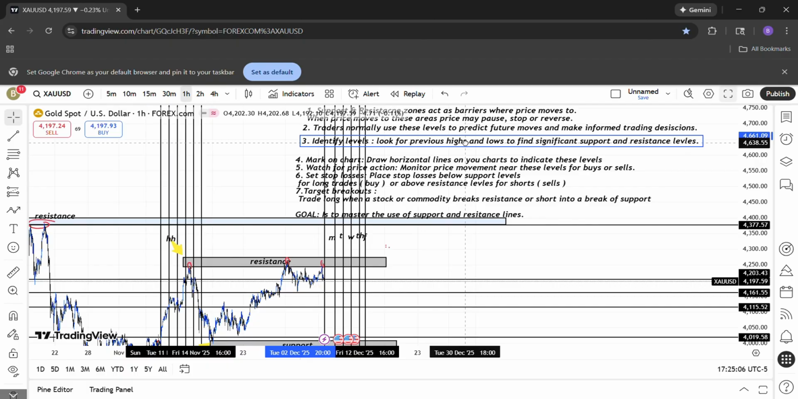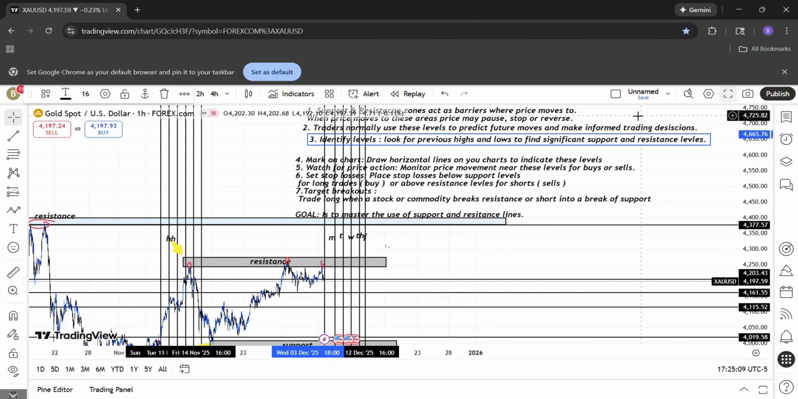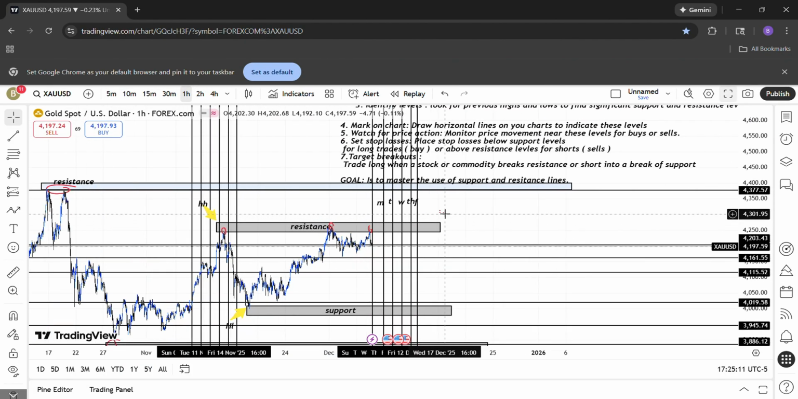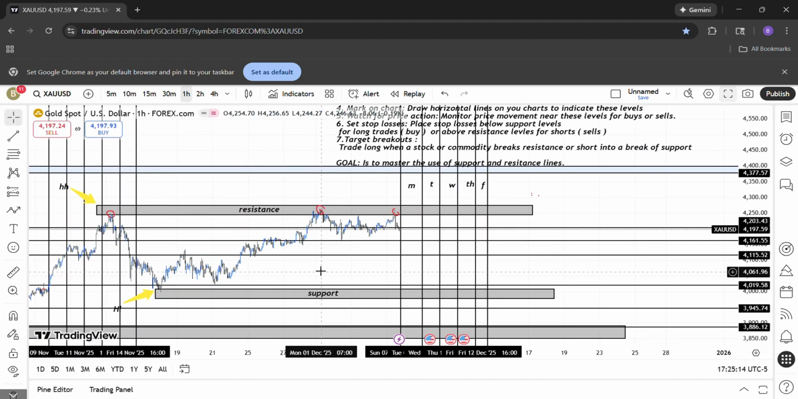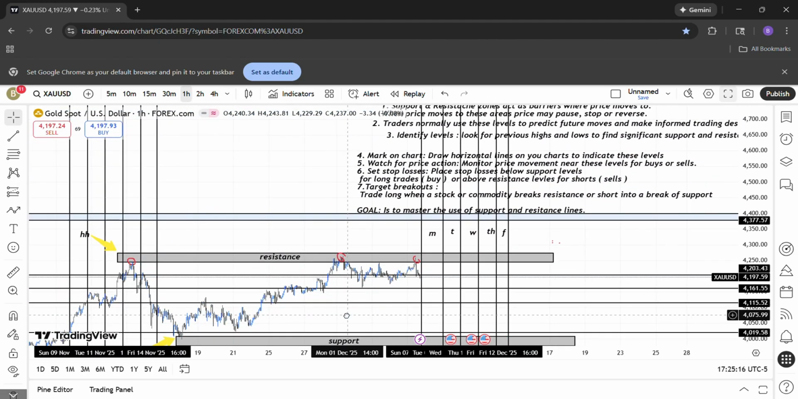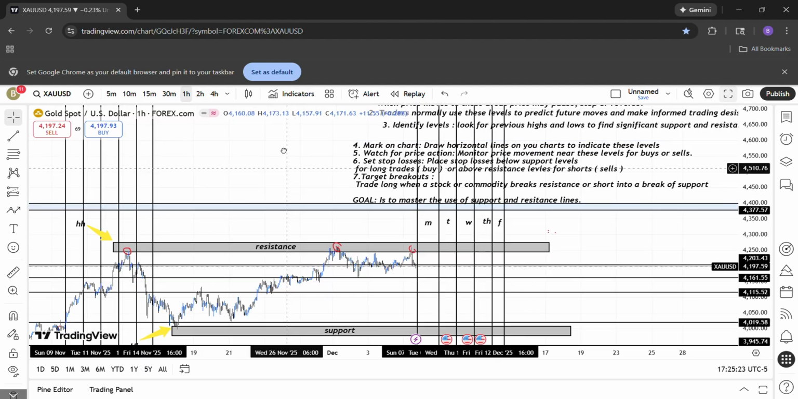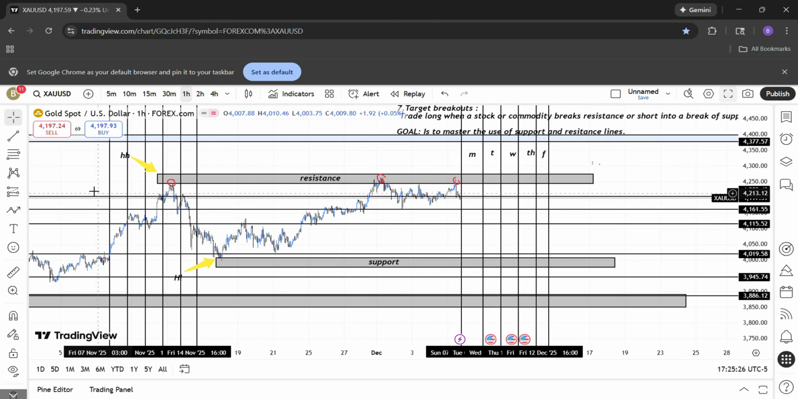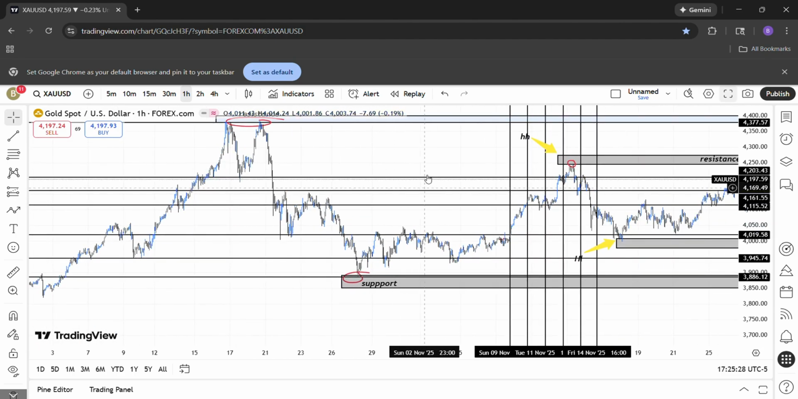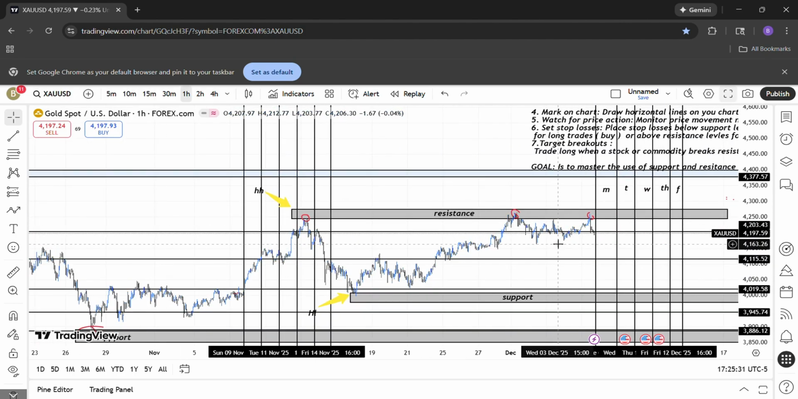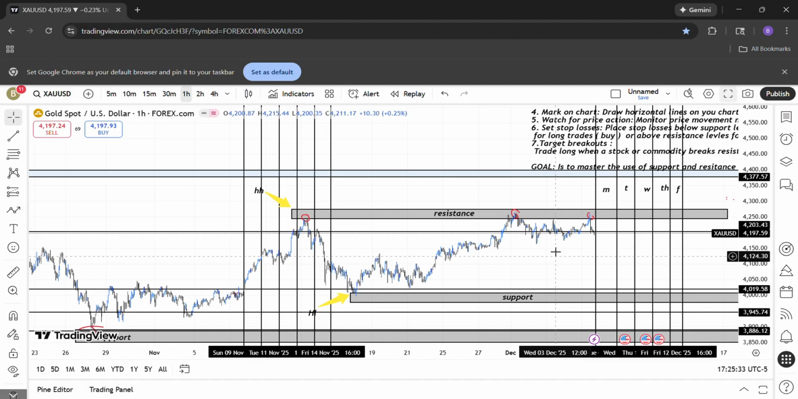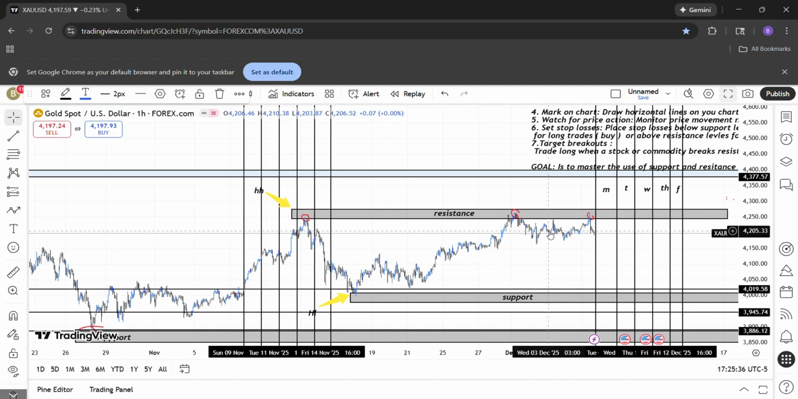Now that we identified the previous highs and the previous lows, and previous supports and resistance lines could be considered the same thing sometimes, depending on what you're looking at. Let's go ahead and mark up the chart, draw horizontal lines, and indicate these levels. These levels are from previous trading sessions, so I'm going to delete these and do it so y'all can understand and see what I'm looking at. I say horizontal lines.